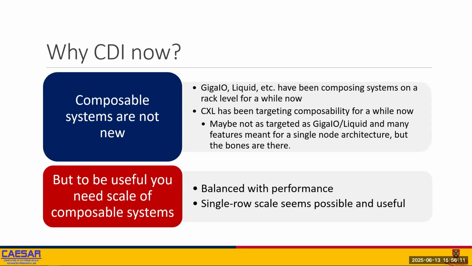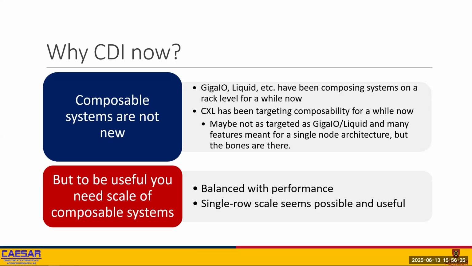Composability isn't exactly new. There's a lot of different composability technologies, and I'm not going to go into all of them here because that's the point of this workshop. So I'm hoping everybody is fairly familiar with this. But you need to be able to balance the composability and the flexibility of your system with the performance that you get. And from our initial experiments, and I'll start showing you some examples, some numbers soon, single row scale seems pretty possible and useful.